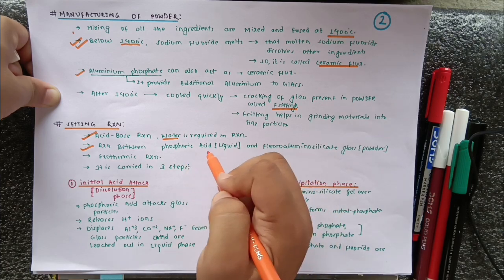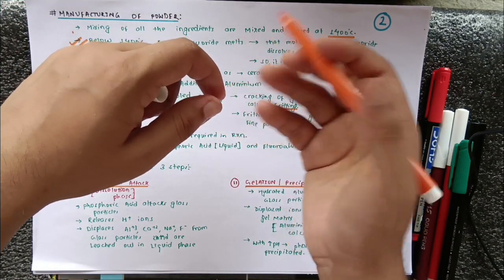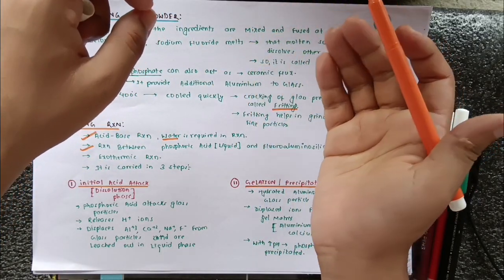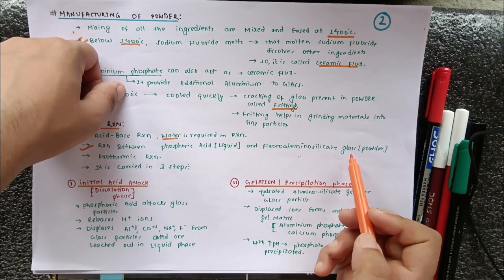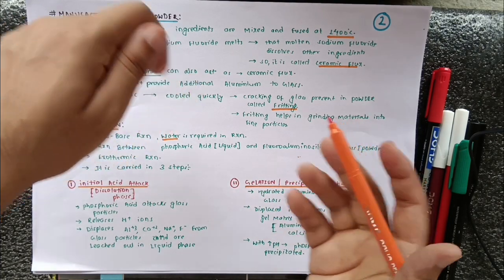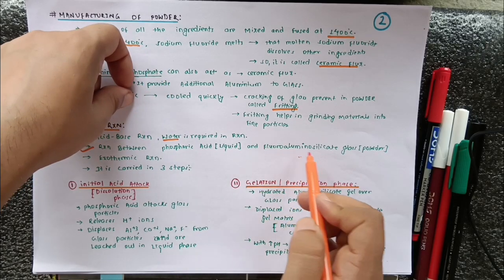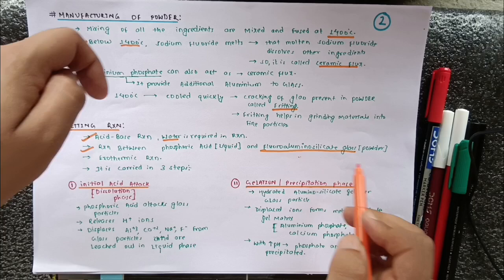I have included this point here because sometimes in an MCQ they ask what constituents take part in the setting reaction of silicate cement. Then you should remember this: phosphoric acid as a liquid and fluoroaluminosilicate glass. In the powder there is silica, alumina, sodium fluoride, and combined they are called fluoroaluminosilicate glass. So just remember this name: fluoroaluminosilicate glass.